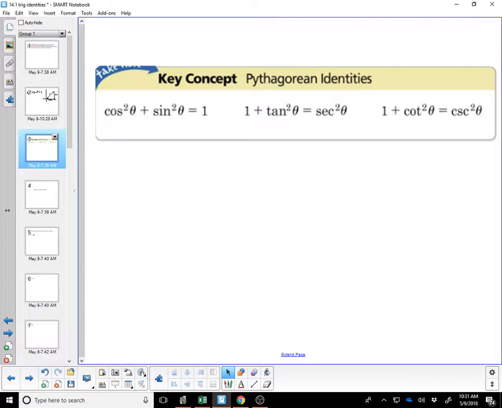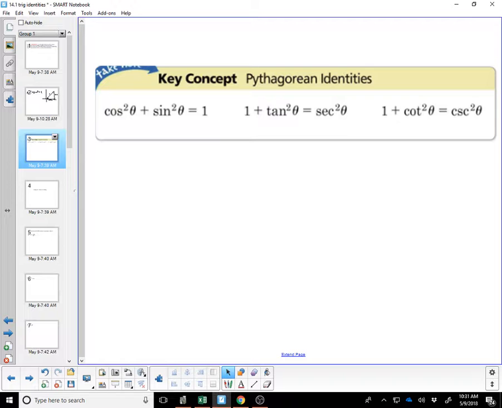Okay, now there's 2 more up there, isn't there? That's weird. Yes, they're all squared. Now these should also be in your handbook, so don't spend too much time copying these over. But you see the first one makes sense, doesn't it? Cosine squared plus sine squared equals 1. What about the other two? Where did those come from, right?